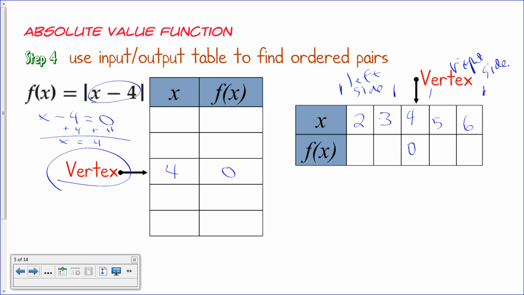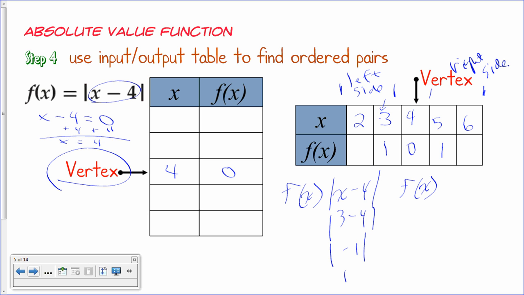Okay, so I'm going to go back to my original, f of x equals the absolute value of x minus 4. What's the first number that I put in? What's my first input? I'm going to use 3. So 3 minus 4 is giving me negative 1. What's the absolute value of negative 1? So 1 goes there. What's it going to be on this side? 1. It's the same thing. Right? Okay, do it again for 2.